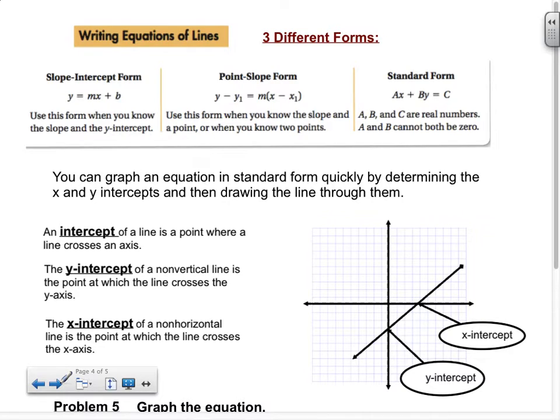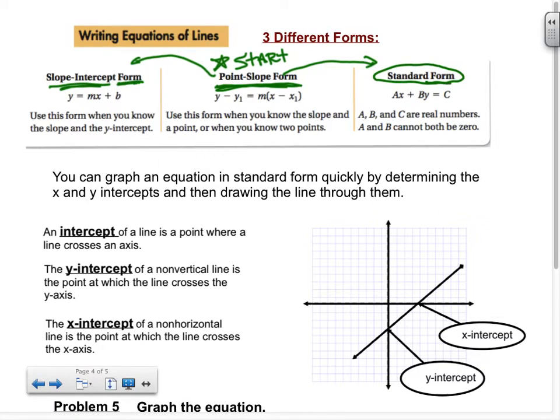Page 3. On page 3, they give you all the forms. Okay, here's one form, slope-intercept. This is really good for graphing. Point-slope form is a good way to start. Anytime you start a problem, you probably start right here. Then convert to this, or convert to standard. Now standard form, usually it's not really a great form, but it does have its benefits. We can graph right out of this, which we will be doing in just a second. So there are the 3 forms.